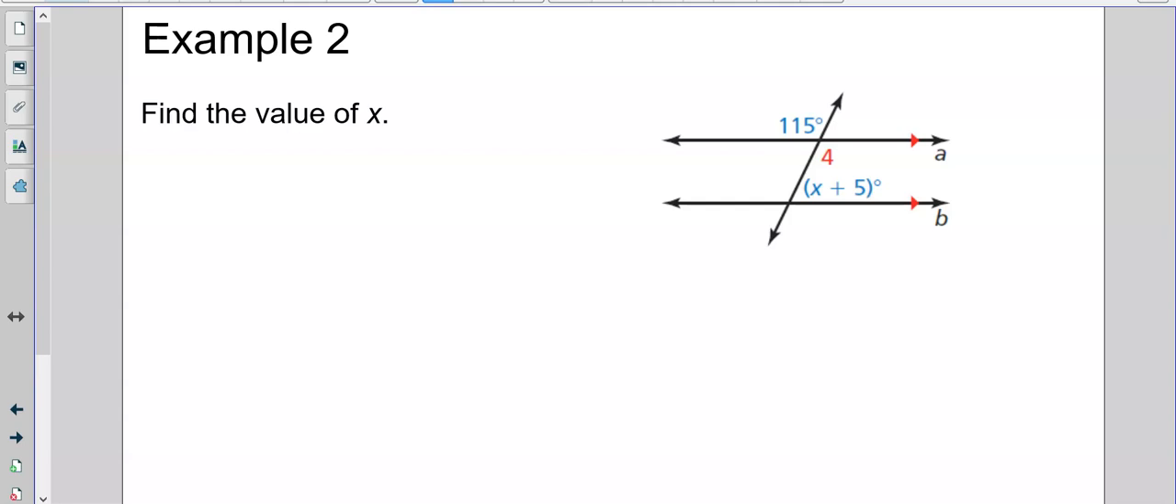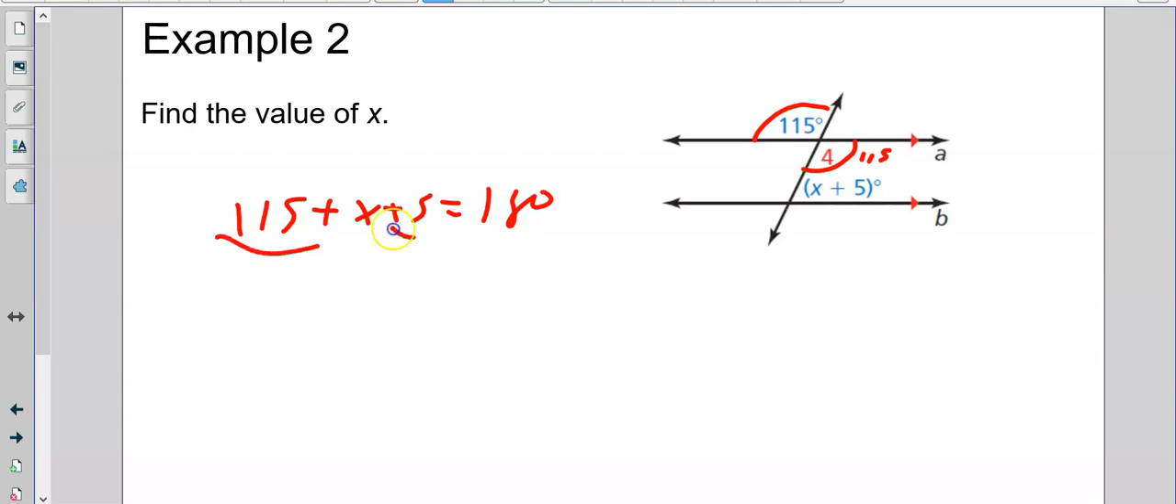Now, let's do a little algebra here. This right here, x plus 5, is an interior angle. It's the acute one, whereas 4 is the obtuse one. But notice, we don't have a measurement for 4. Not exactly. But since angle 4 and this angle here are vertical, that means this is 115. And since we know that consecutive interior are supplementary, 115 plus x plus 5 must equal 180.